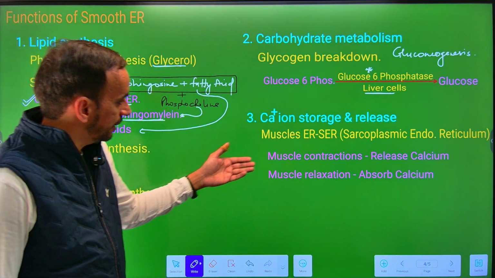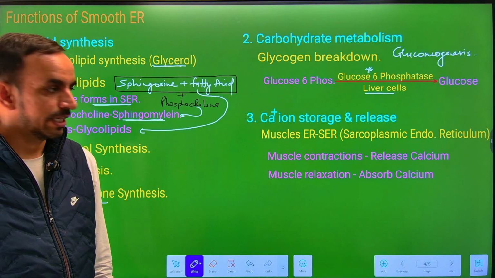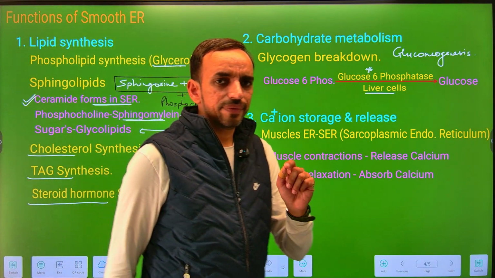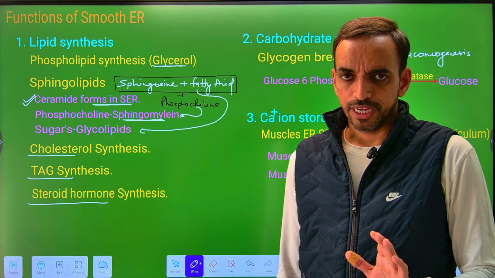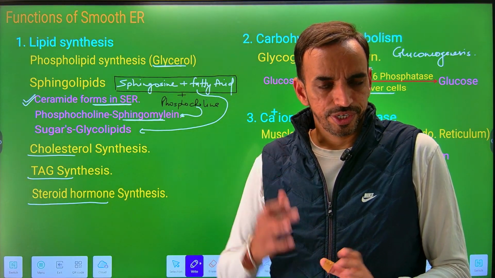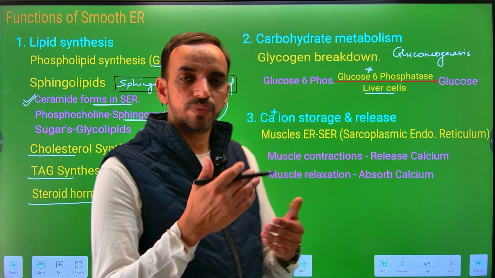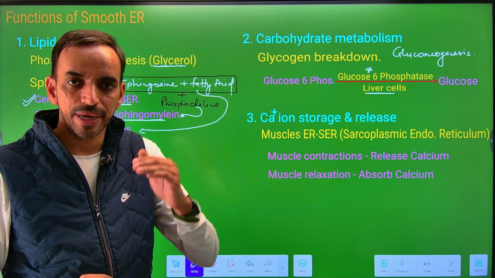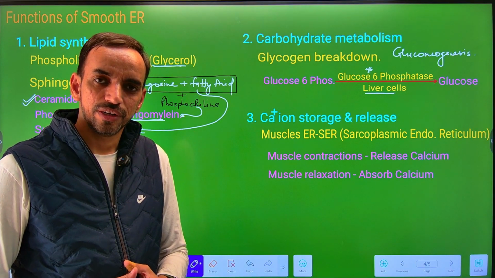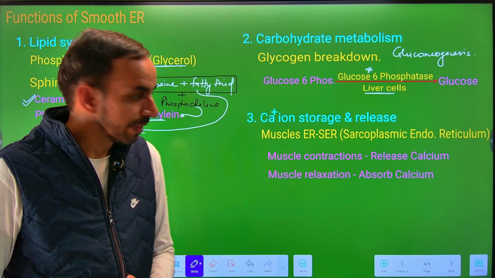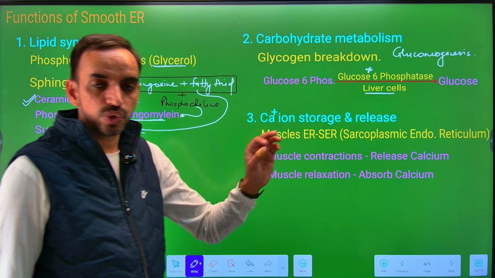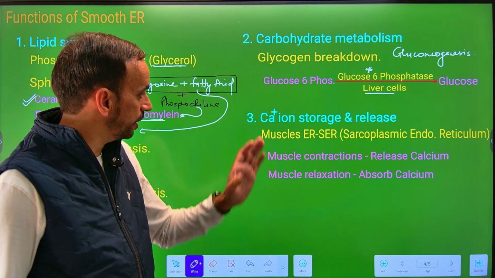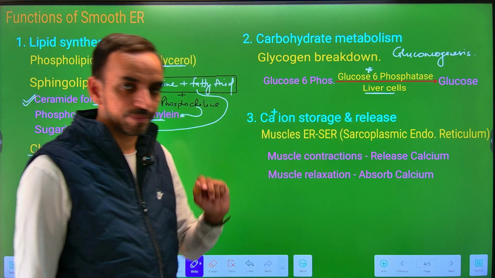Similarly, another function of smooth endoplasmic reticulum is calcium storage and release. As we all know, if the calcium remains present within the cytoplasm, the muscle will remain in the contracted form. And if we want the muscles to relax, then we have to send the calcium back into the endoplasmic reticulum. So the smooth endoplasmic reticulum plays an important role in calcium ion storage and release.